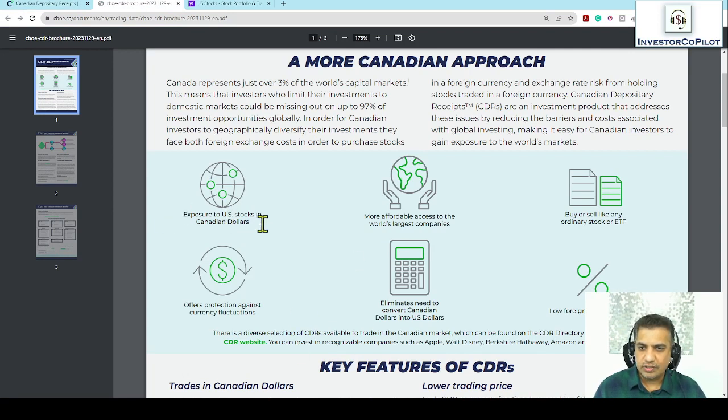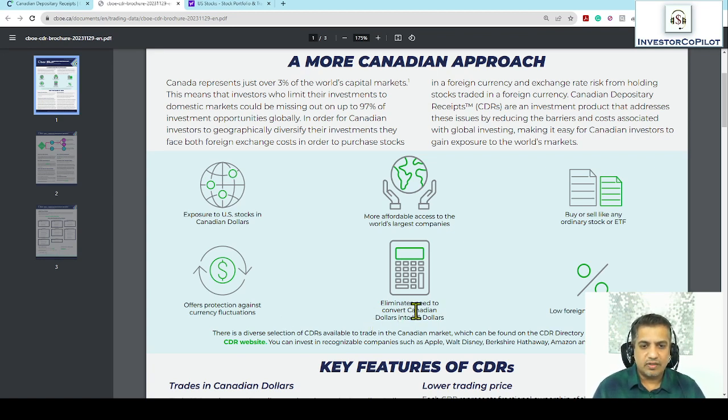Exposure to US stocks in Canadian dollars, straight away a great advantage. More affordable access to the world's largest companies. You can buy or sell like any ordinary stock or ETF, which means that CDRs are traded actively on the new exchange. They are available on all discount brokerages, and they trade like an ordinary TSX stock or ETF. They offer protection against currency fluctuations because they are hedged for Canadian dollars. So the Canadian dollar strengthening or weakening does not impact your holdings at all in that sense.